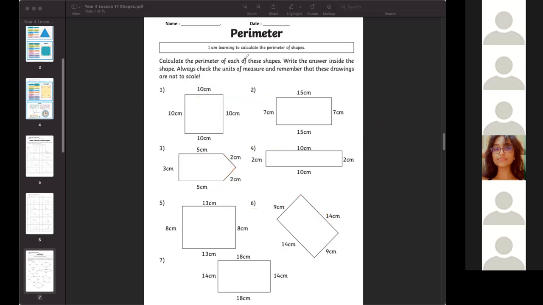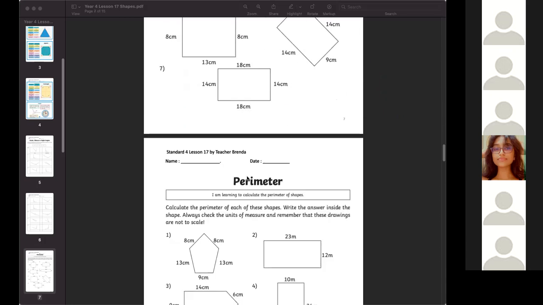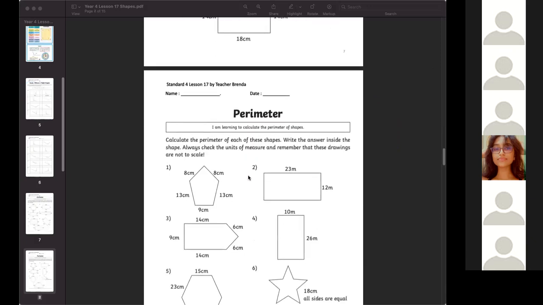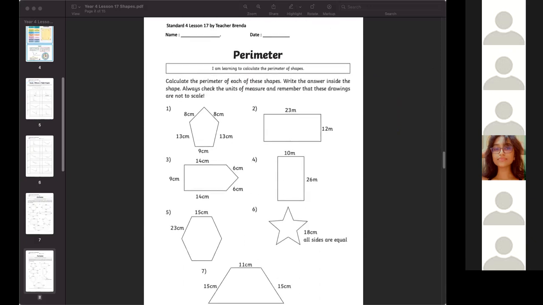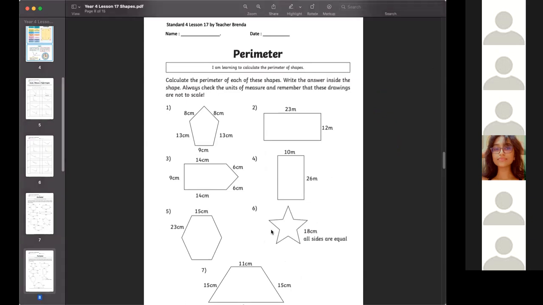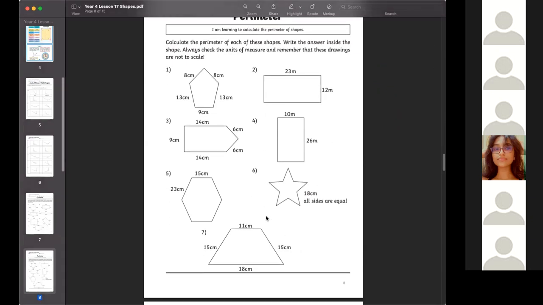So the next one, let's see if there are more questions on perimeter. Okay, this one, standard 5, I think it's page 10. For standard 4, it's page 8.